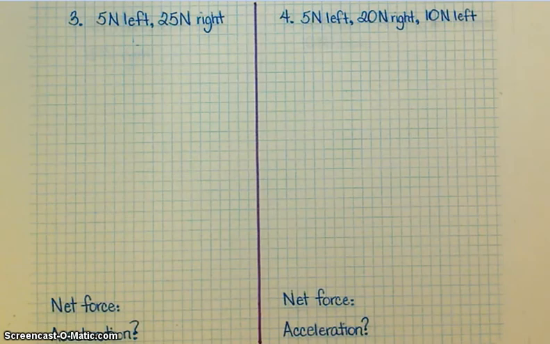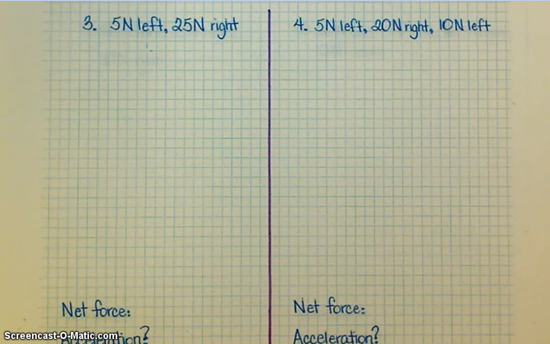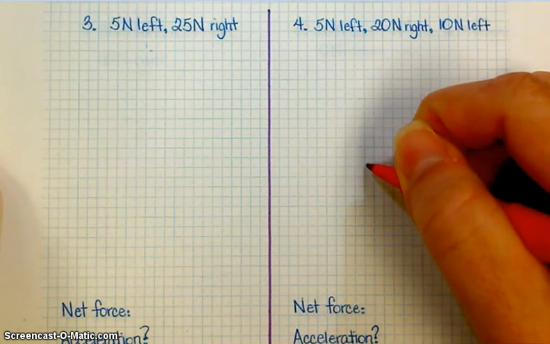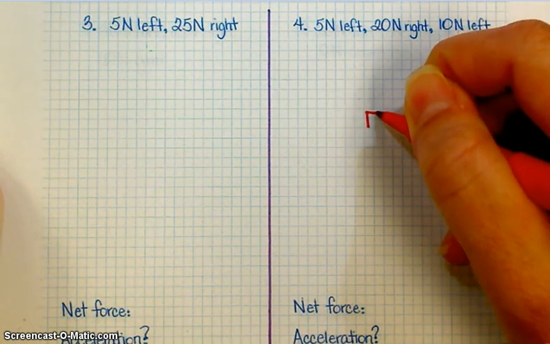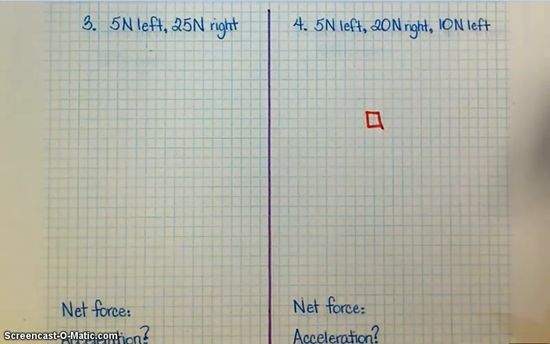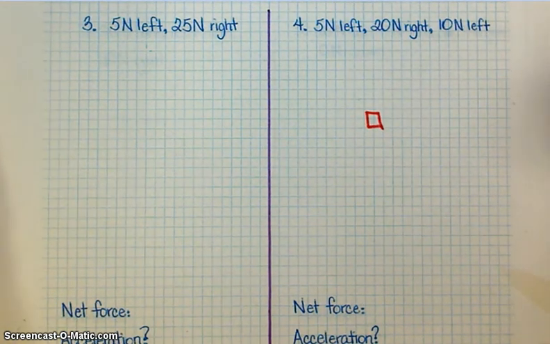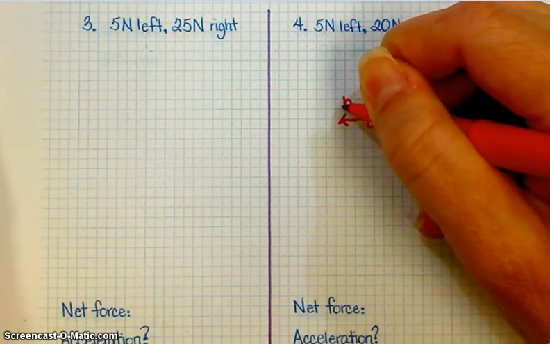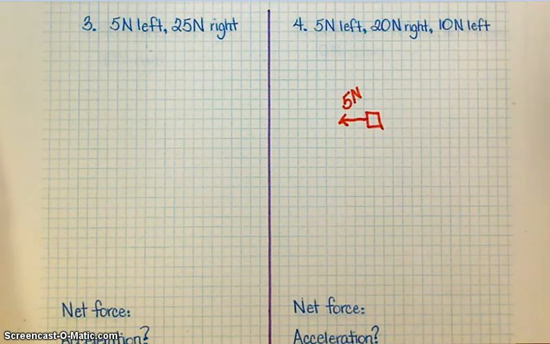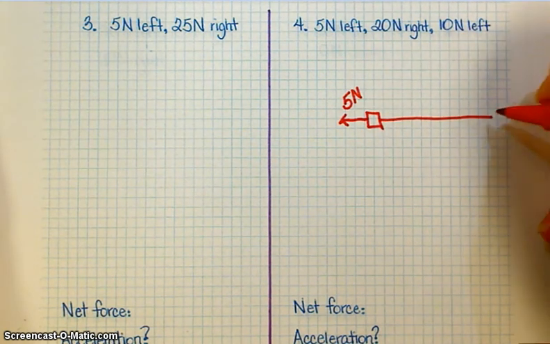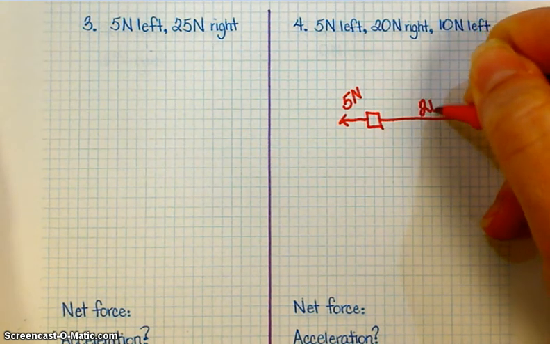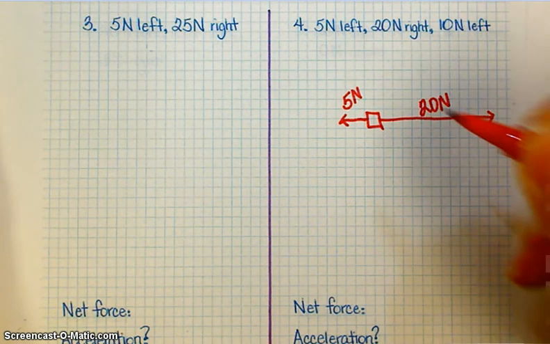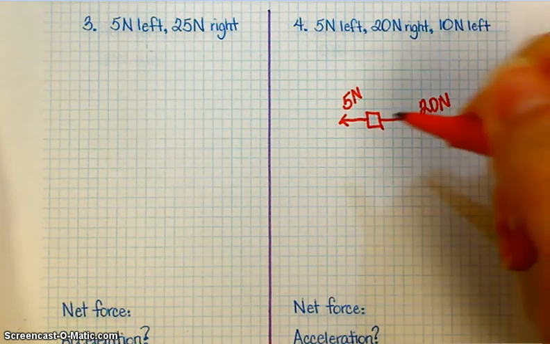Okay, we're going to skip number 3. I think number 3 you can probably do on your own. And we're going to tackle number 4. Again, I'm just going to draw a box to represent whatever object the forces are acting on. And this time I have 3 forces. I have a 5 Newton force acting to the left. I have a 20 Newton force acting to the right. And then I have another 10 Newton force acting to the left.